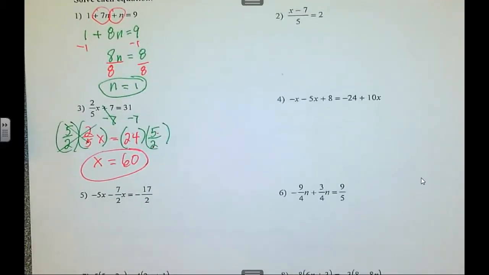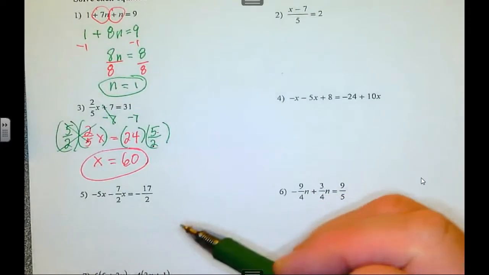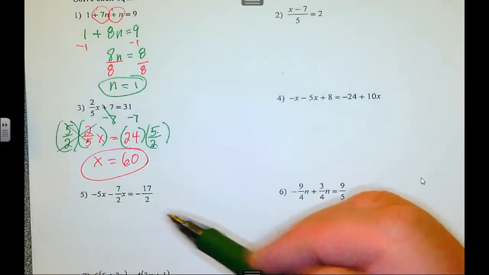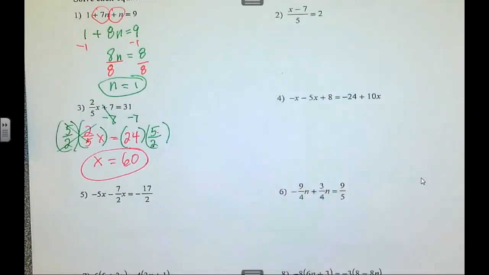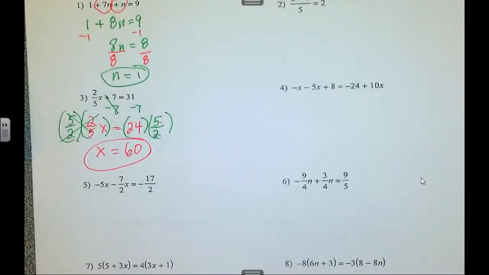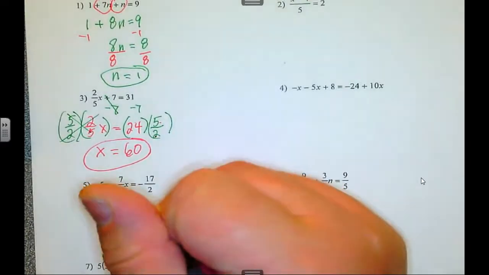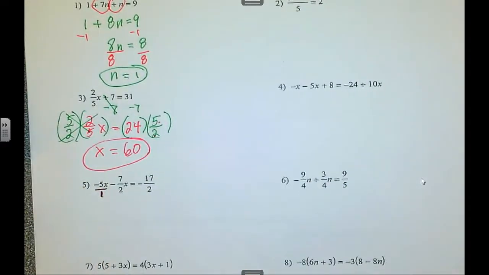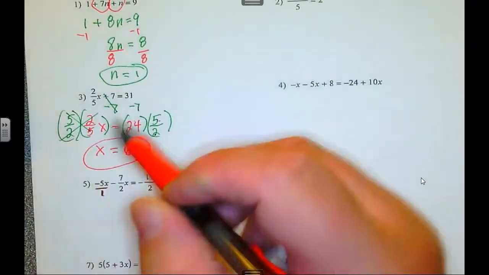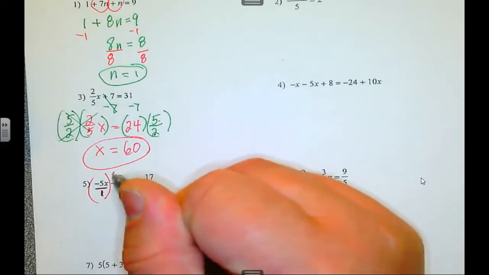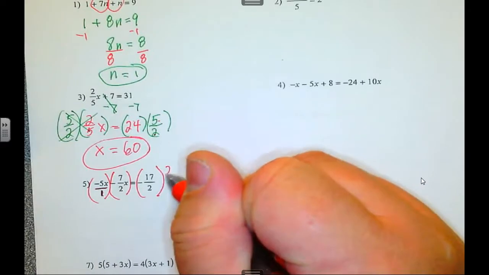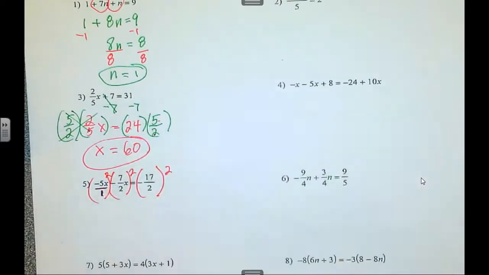All right, number 5. You know what? I'm going to multiply. You could do this a couple of ways. I think I'm going to multiply by a common denominator. Okay? I'm going to put that over 1. So my common denominator is 2. So I'm going to multiply every term by 2 because I don't want to deal with fractions. Why? Because I don't like them.